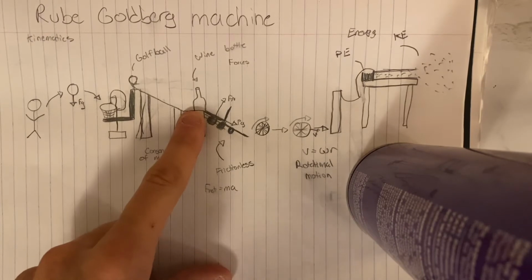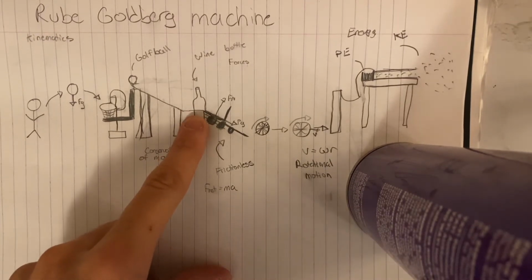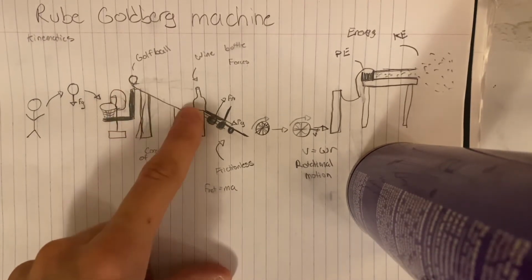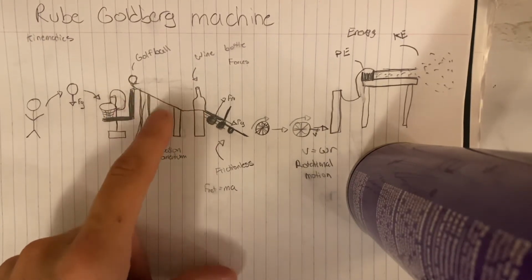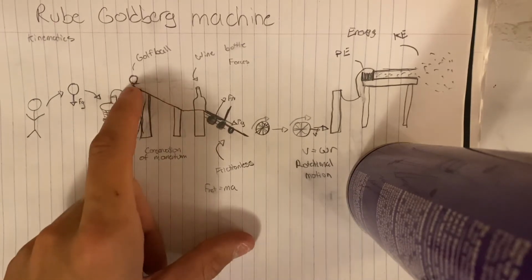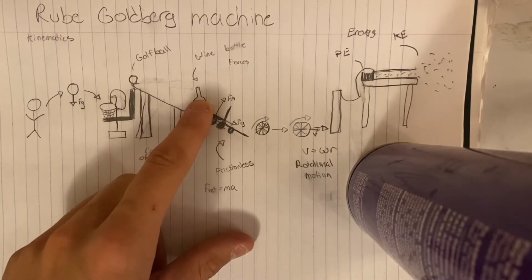This is a perfectly elastic collision, and the golf ball will bounce off of the wine bottle in the opposite direction. They will not move together in the same direction because the golf ball is less massive than the wine bottle.